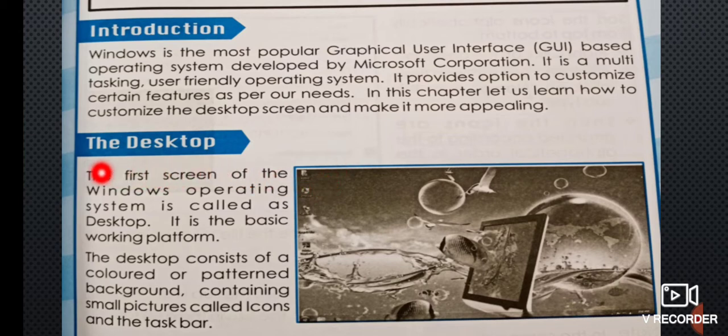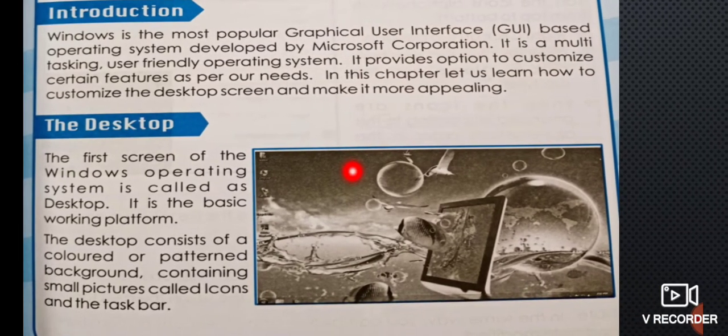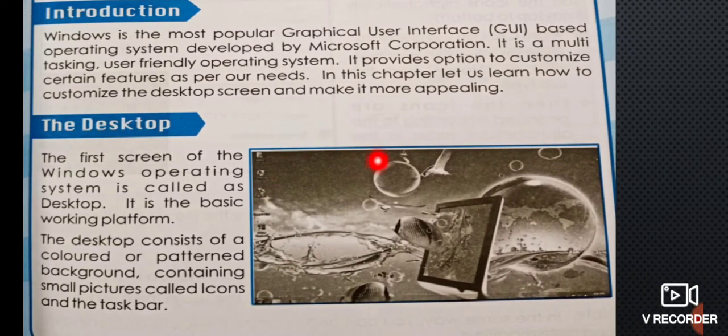First, what is called a desktop? The desktop means the first screen. You can see the picture here. The first screen of the Windows OS is called the desktop. The desktop contains a lot of patterns, the background you can see here, small pictures called icons, and the taskbar. Everything will be there on the desktop.